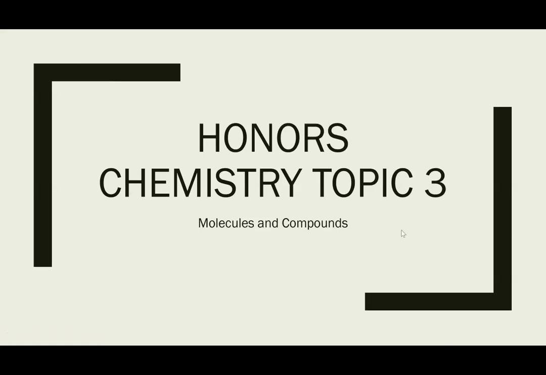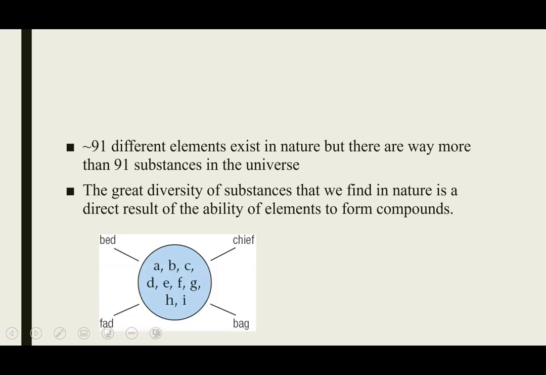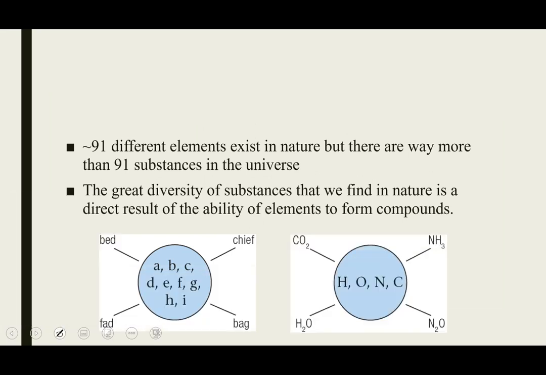Chapter 3, Molecules and Compounds. There are about 91 different elements that exist in nature naturally. There are more elements, there are 118 elements on the periodic table because everything past uranium, which is atomic number 92, has been synthesized. So 91-ish exist naturally, and then the rest are synthesized.